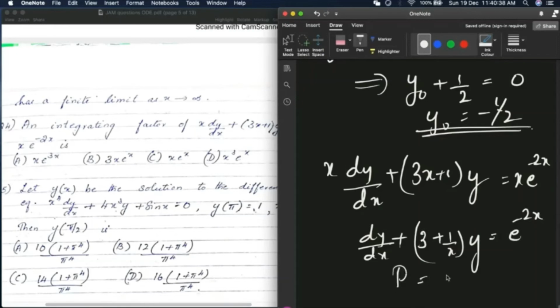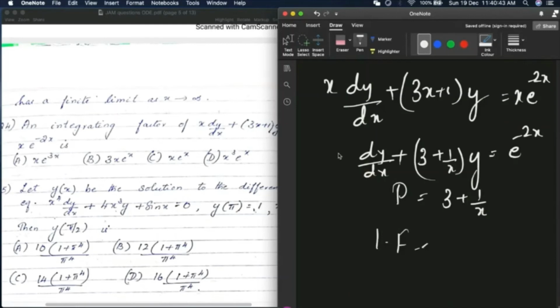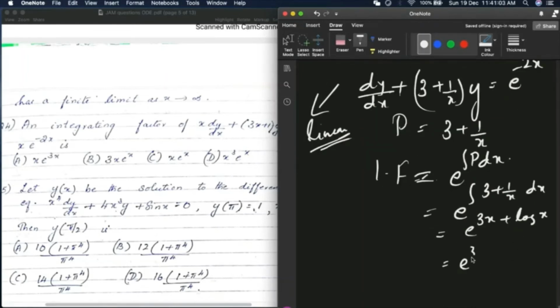So your p is 3 plus 1 by x. So your integrating factor for the linear differential equation, this is linear, is e raised to integral p dx, which is equal to e raised to integral 3 plus 1 by x dx. It's equal to e raised to 3x plus log x. So I can write this as e raised to 3x into e raised to log x. That's x. So x e raised to 3x is your integrating factor.